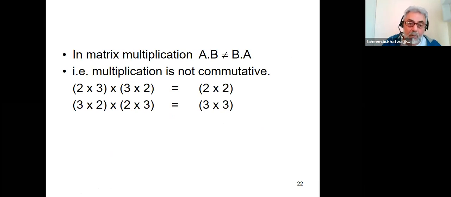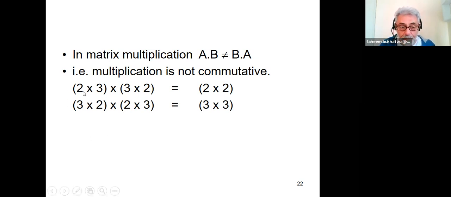You should also know and remember in matrix multiplication that A multiplied into B does not equal B multiplied into A. So if you change the position of the matrices, even if they were square matrices, the results will be different, the outcome.